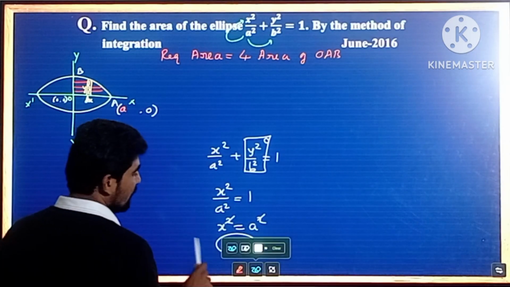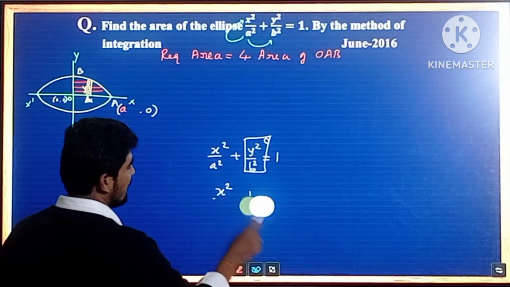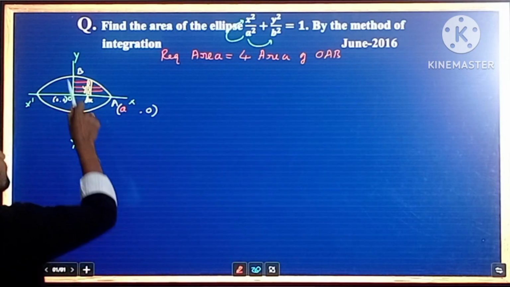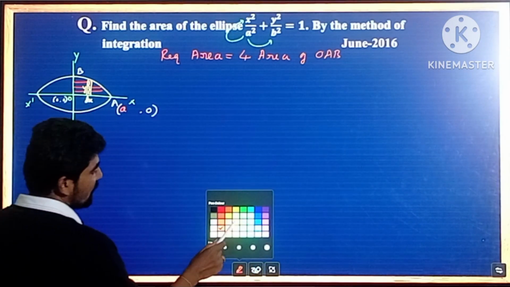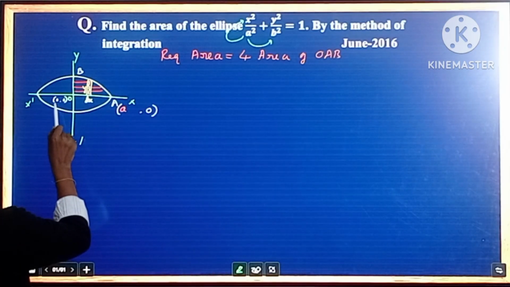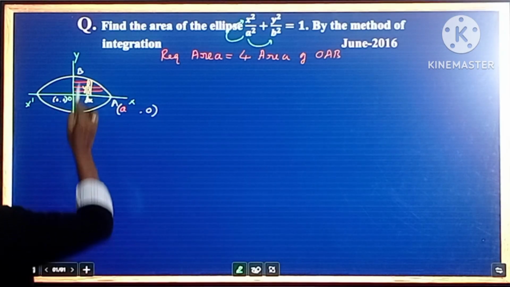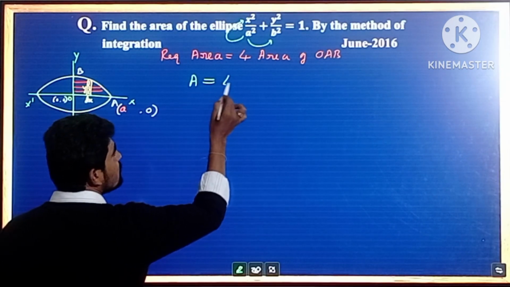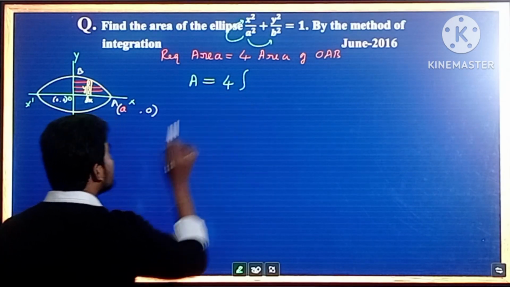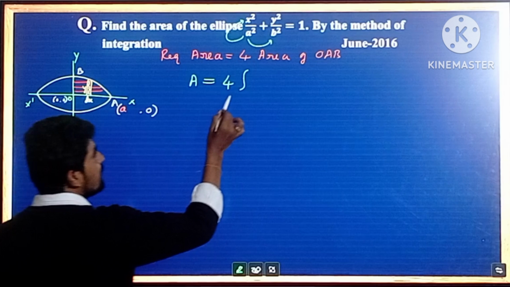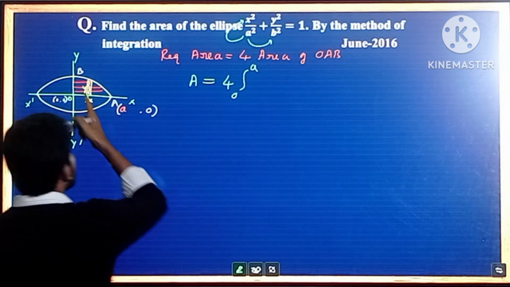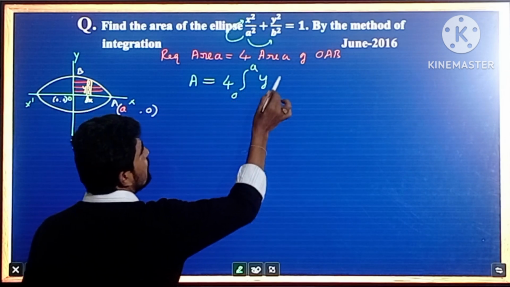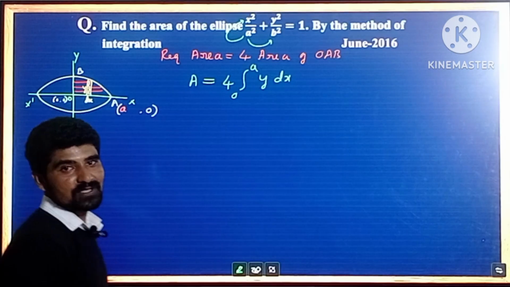Hence, for the required area OAB, x is varying from 0 to a. Therefore, required entire area of the ellipse A is equals to 4 times of integration from 0 to a, area of the vertical strip y into dx. I hope all of you understood.